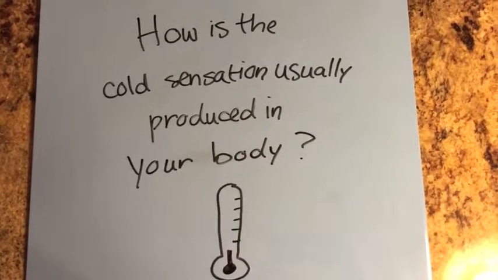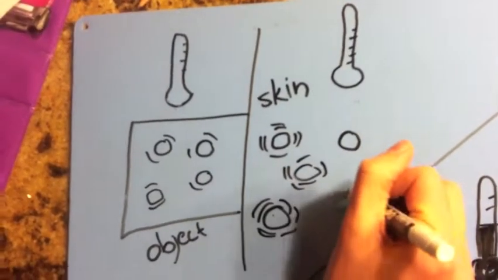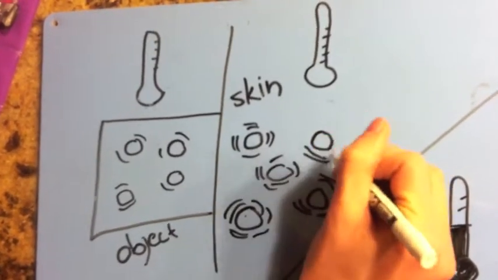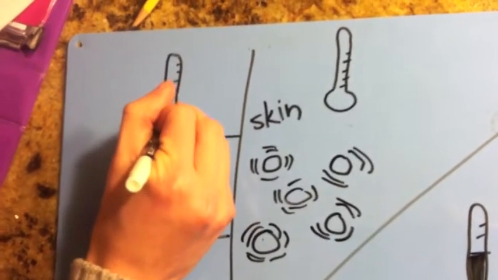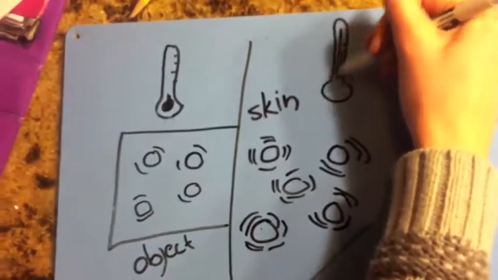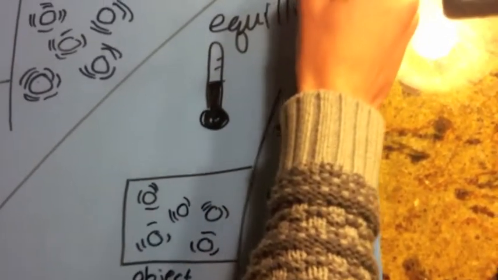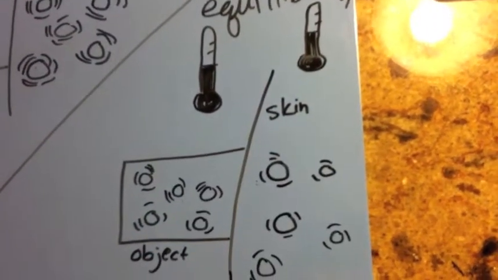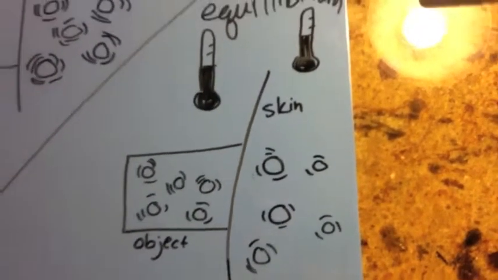How is the cold sensation usually produced in your body? Nerve receptors in your skin, like TRPM8, measure how fast the atoms are moving in your own skin. When you hold an object that is cold, it can slow the speed of the atoms in your skin as they try to reach equilibrium with the movement of the atoms in the object. This slower speed is detected by your nerve receptors and sends a signal from your nerve cells to your brain to produce a cold feeling.